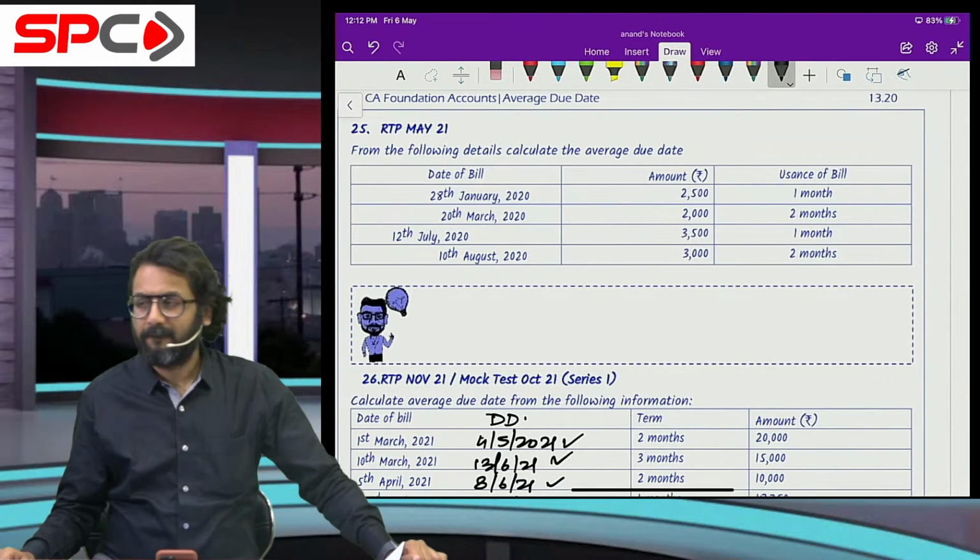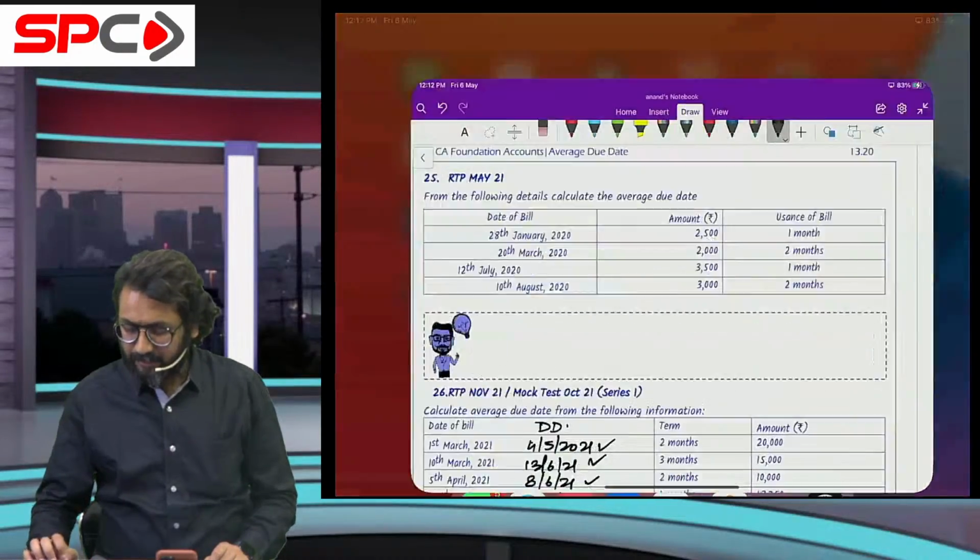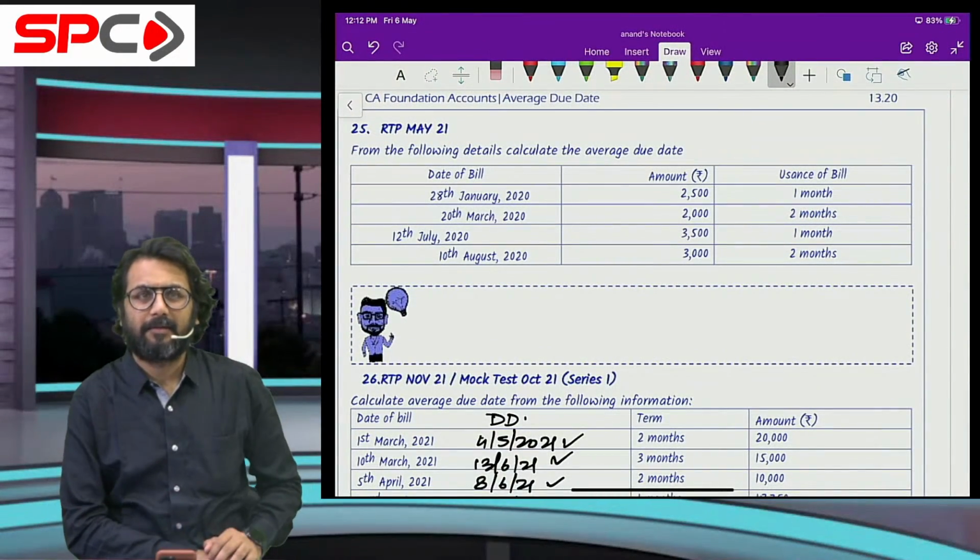कर ले अभी तो टाइम है. 7th minute is going on, 8th minute.